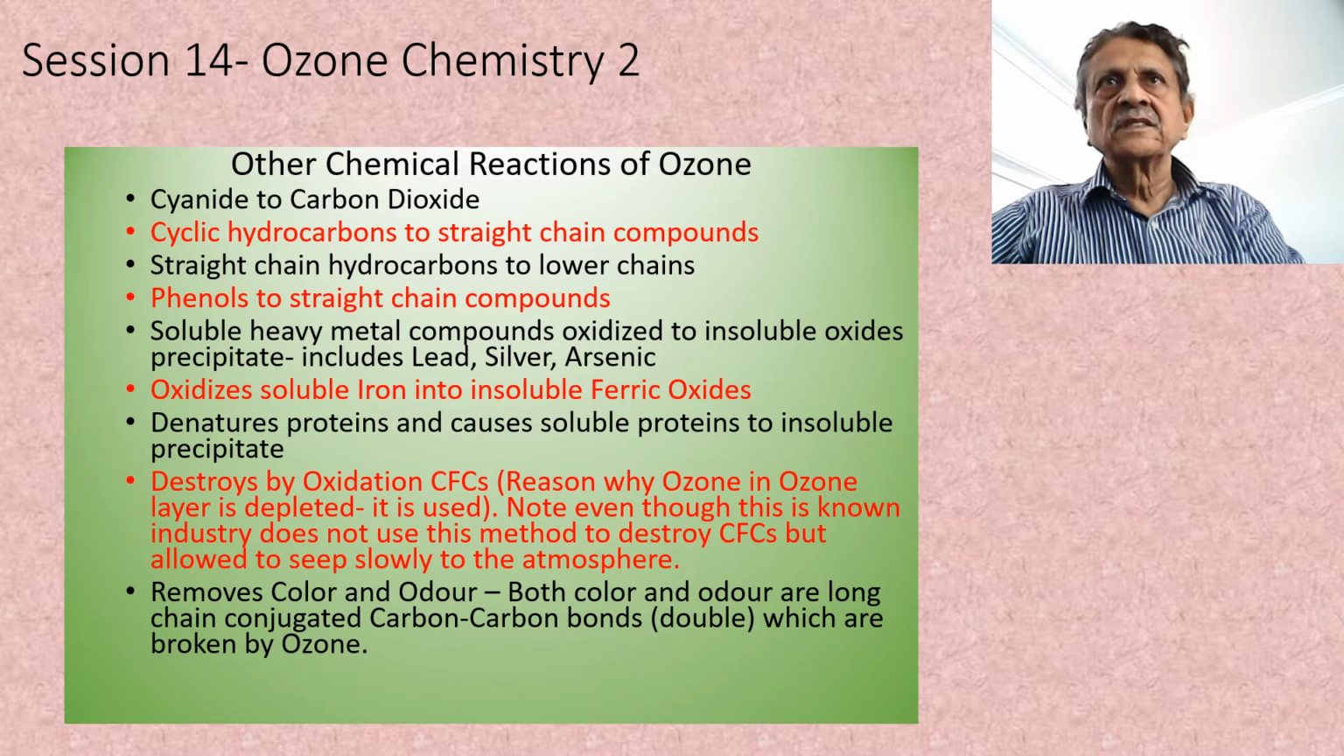Cyanide is converted to carbon dioxide by ozone, cyclic hydrocarbons to straight chain compounds, straight chain hydrocarbons to lower chains. Ozone reacts with phenol to form straight chain compounds. Soluble heavy metal compounds are oxidized to insoluble oxides and precipitates, including lead, silver, and arsenic. Soluble iron is oxidized to insoluble ferric oxide. It denatures proteins, causing soluble proteins to become insoluble precipitate or flocculate.